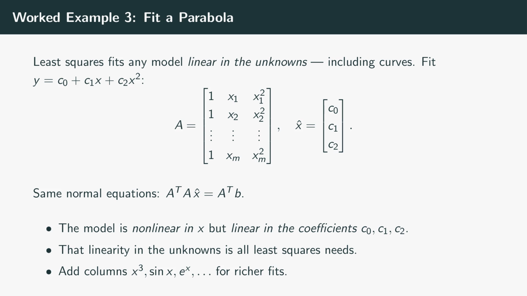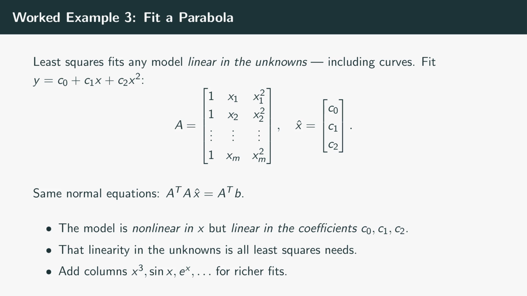Then we solve the very same normal equations, A transpose A times x hat equals A transpose B. Here's the subtle but crucial point. The model is nonlinear in x. It has an x squared term, but it is perfectly linear in the coefficients we're solving for. And linearity in the unknowns is all least squares ever requires.